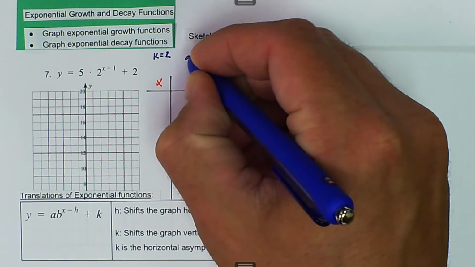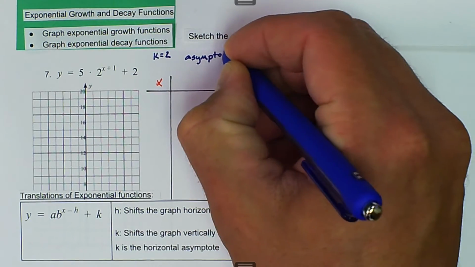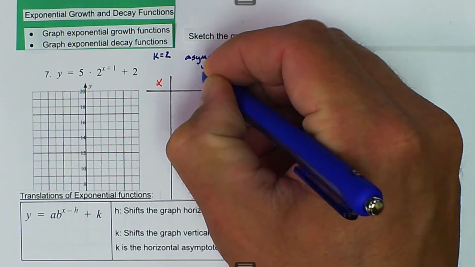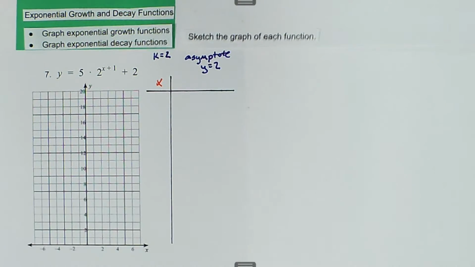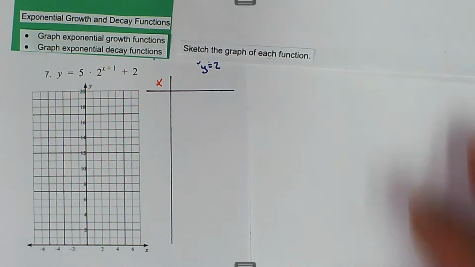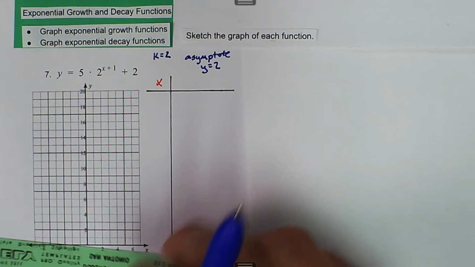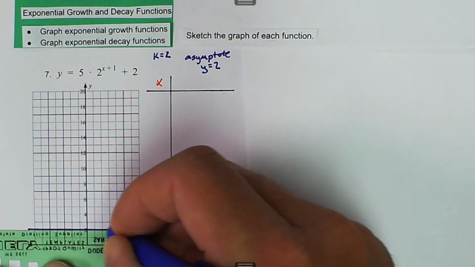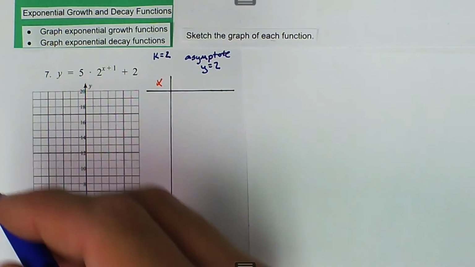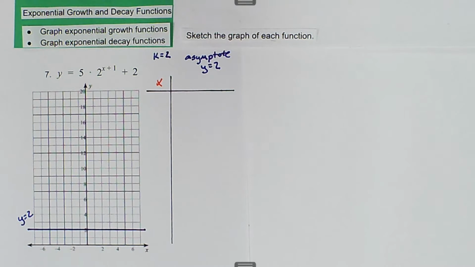So that tells us that our asymptote is going to be equal to y equals 2. And so we can sketch that on our graph. So y equals 2 is right there. And then we can substitute some values in.